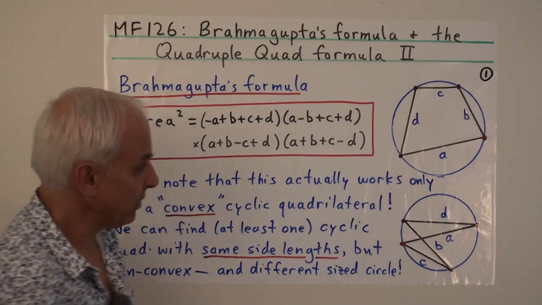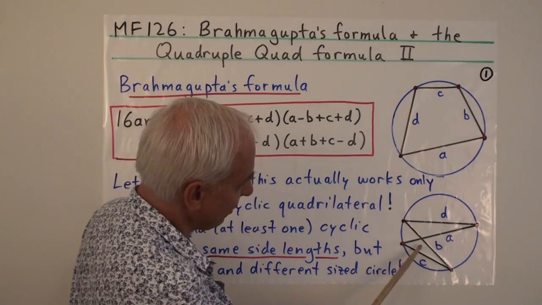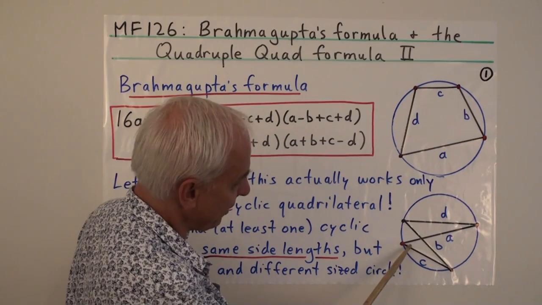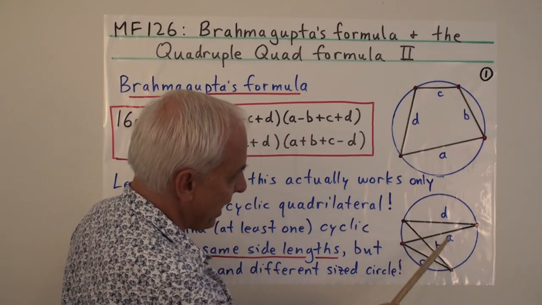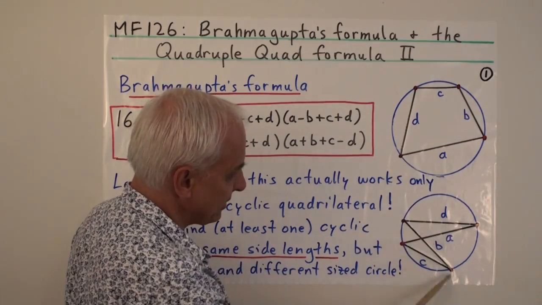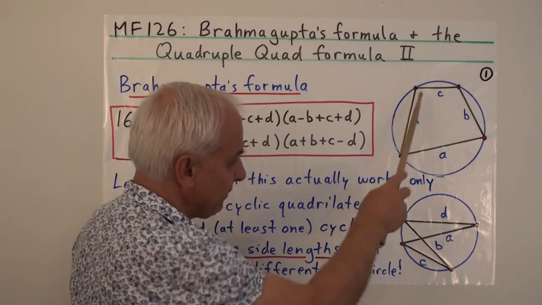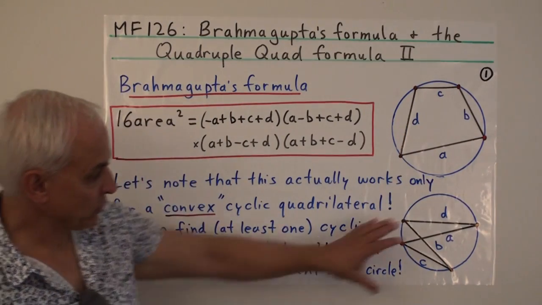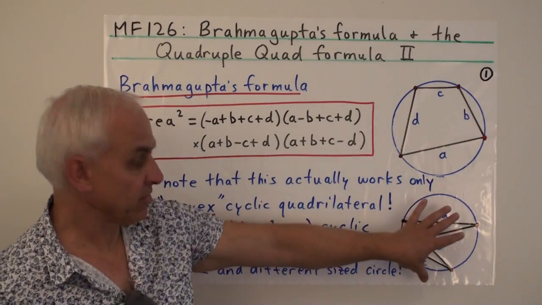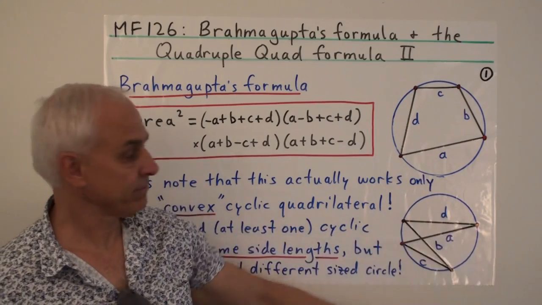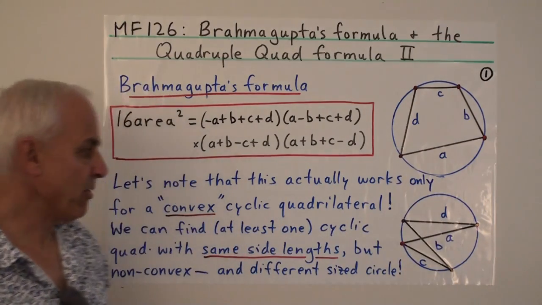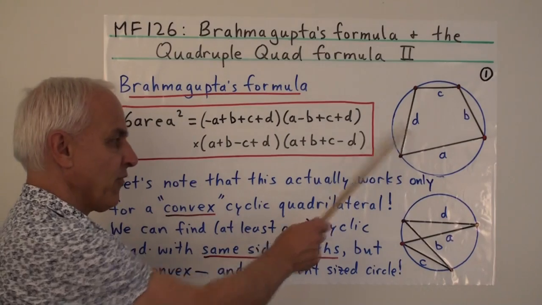So there are 2 different kinds of cyclic quadrilaterals, one convex and one non-convex, that have in general the same edge lengths. So this example here would be an example with this A being roughly the same as that A, this B the same as B, this C the same as C, this D roughly the same as D. But this one's inscribed in a different size circle. So Brahmagupta's formula works for this one here.